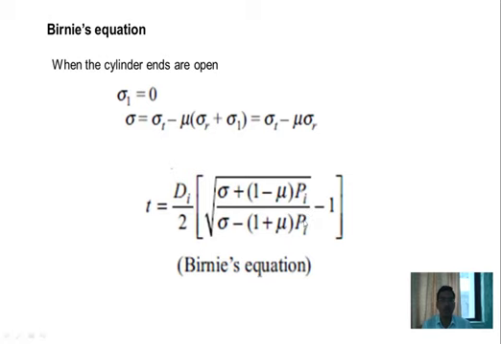In this way we can calculate the thickness of the cylinder when the cylinder's ends are open. So this equation is also called Bernoulli's equation to calculate the cylinder thickness for open ends.